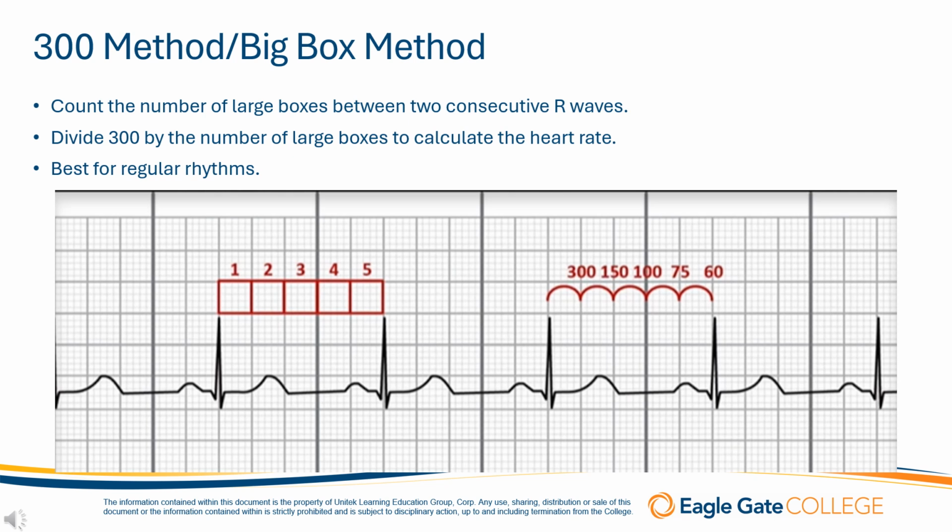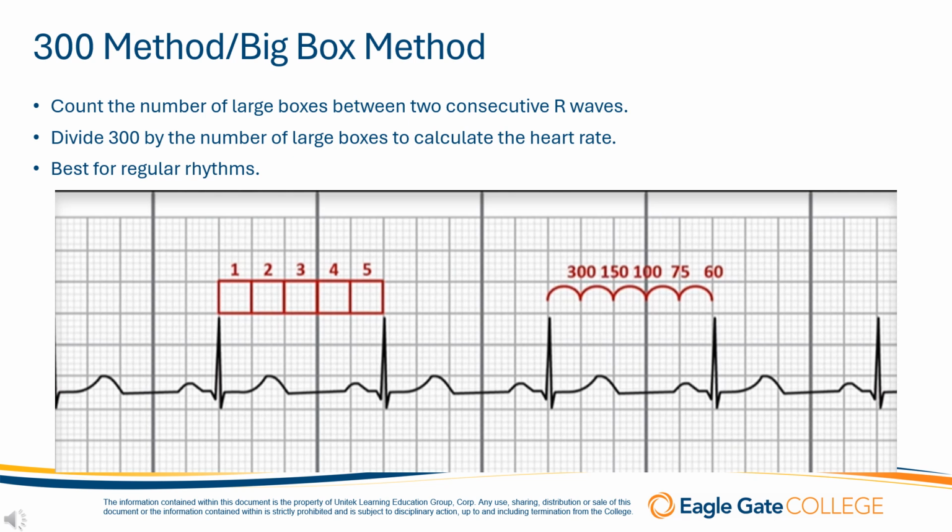The number 300 is derived from the fact that there are 300 large boxes in 1 minute, since each large box represents 0.2 seconds. So divide 300 by the number of large boxes that you counted between the R waves, and the calculation will give you the heart rate in beats per minute. So if we counted 4 large boxes between 2 R waves, 300 divided by 4 equals 75 beats per minute.